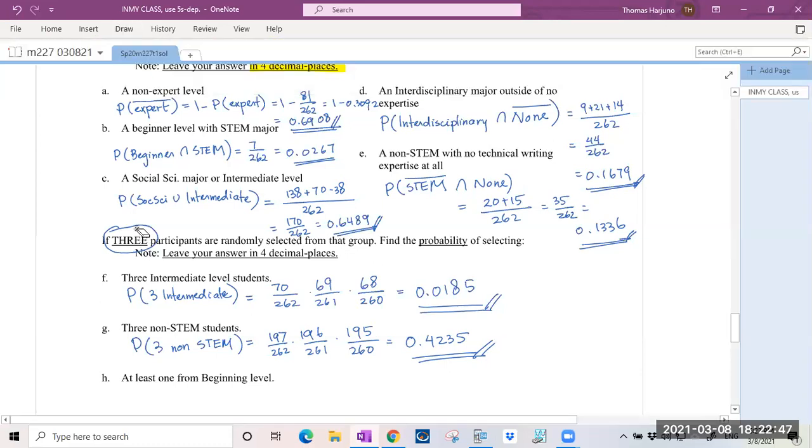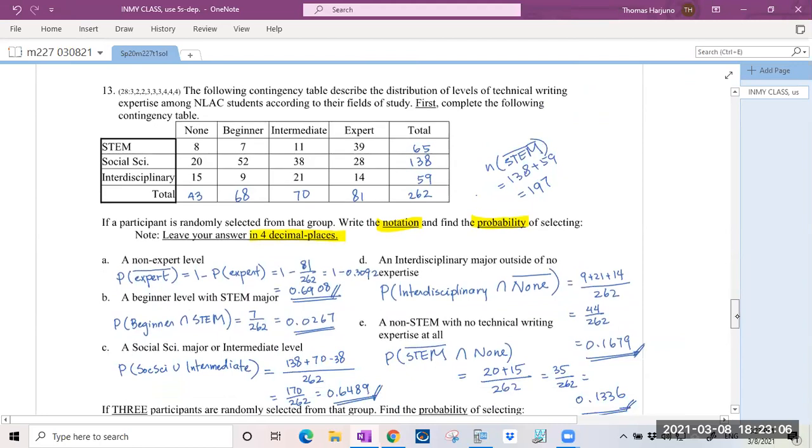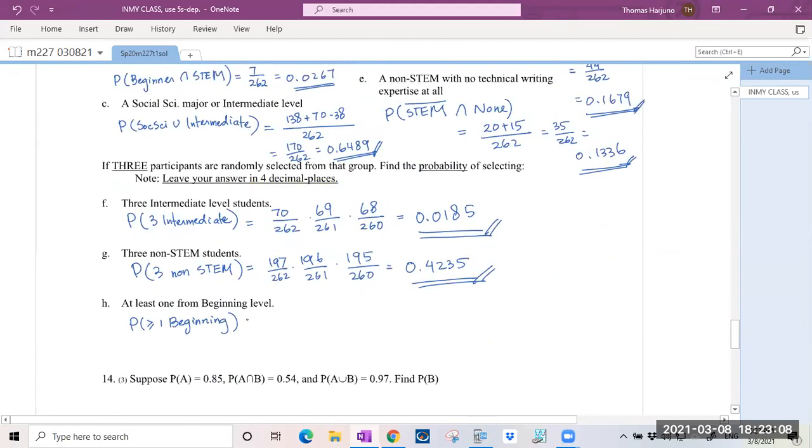Part H, find the probability at least one beginning. At least one beginning. How many beginning level? 68. Okay. So, at least one beginning is the complement of no beginning. That is 1 minus probability no beginning.